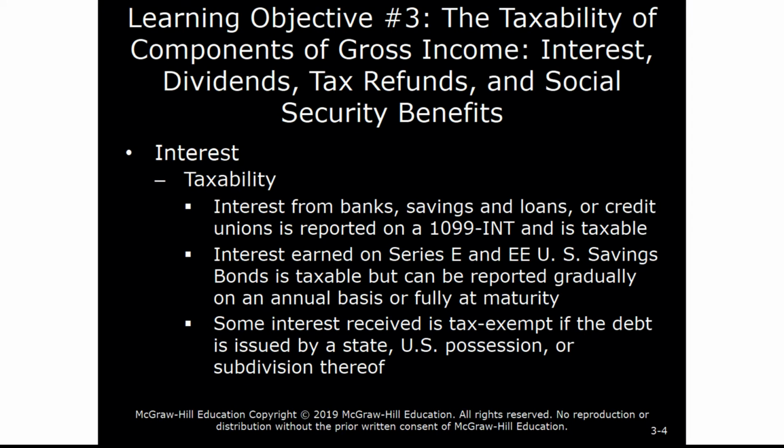Other kinds of income, besides earned income, are interest from banks and S&Ls, credit unions as well, and you'll receive a 1099 INT that indicates the amount of interest that you've earned. Interest on federally issued Series E and EE savings bonds is taxable, but the taxpayer can elect to almost treat this as an accrual type income recognition, and they can recognize the increase in the bond gradually until the bond matures, rather than waiting until the end and then recognizing all the income at full maturity.